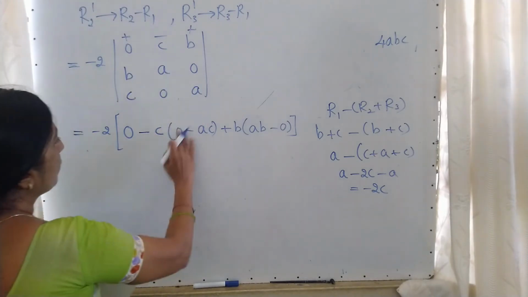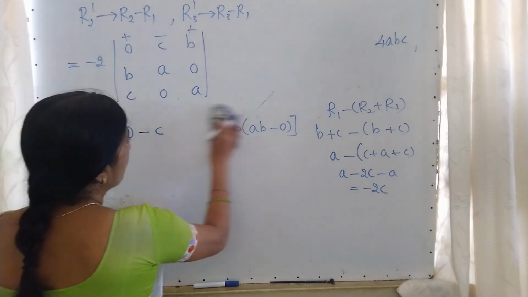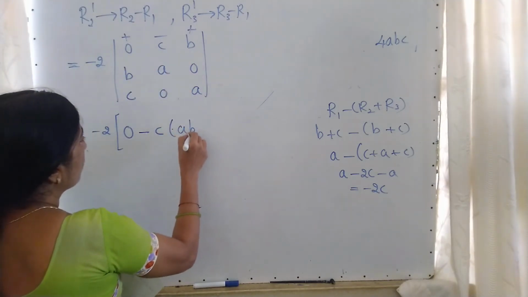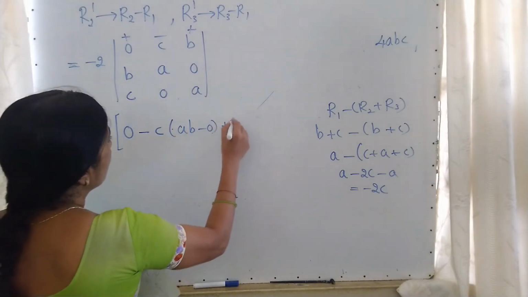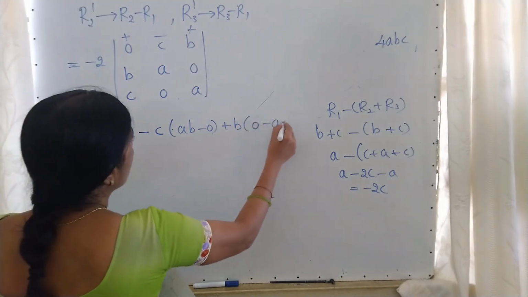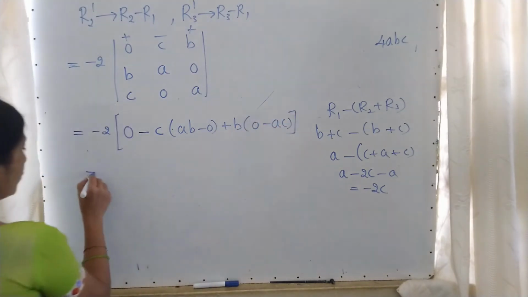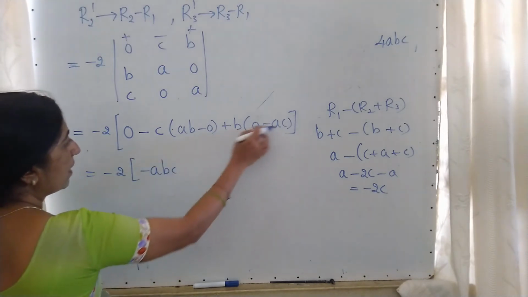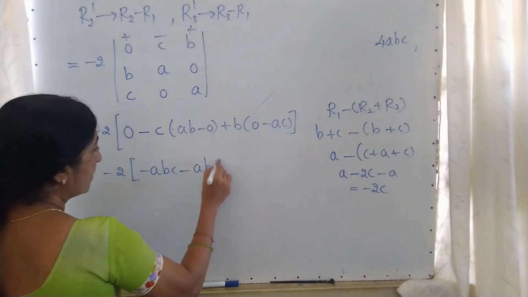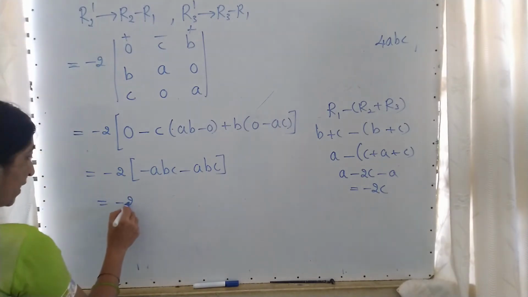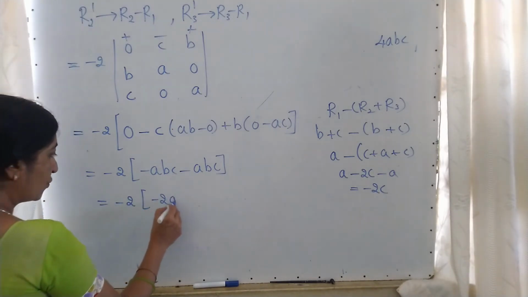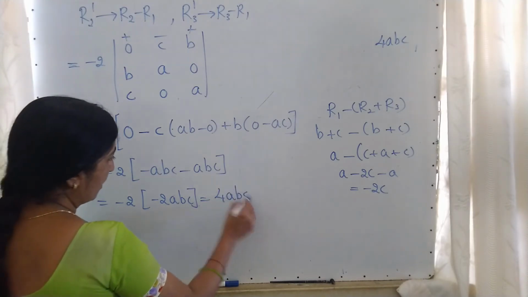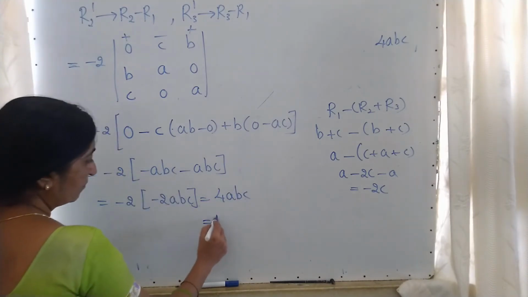Sorry, the expansion becomes wrong. It is AB minus 0 plus B, 0 minus AC. Now simplify this. Minus ABC, and this is also minus ABC. So it is minus 2 ABC. So totally we got 4 ABC. That is RHS.